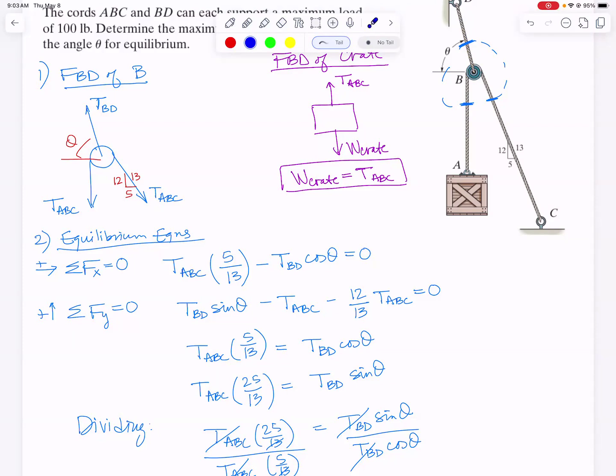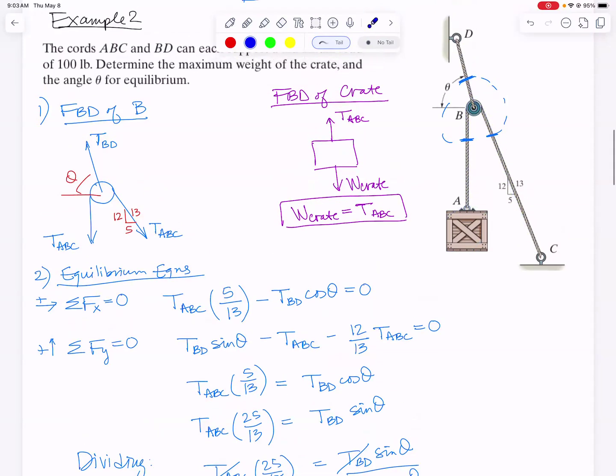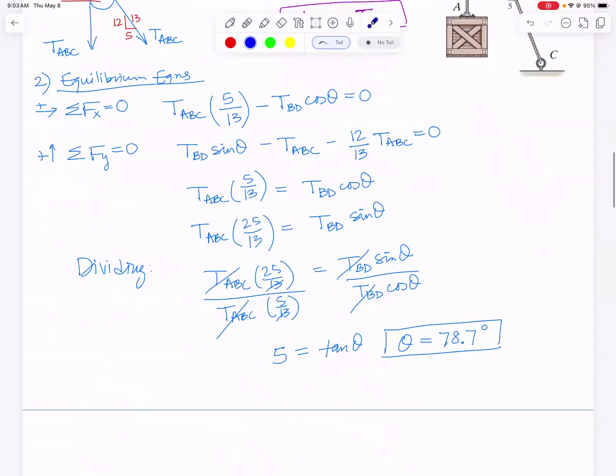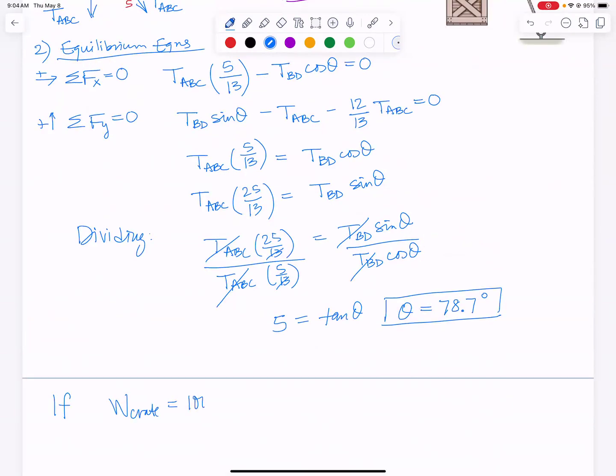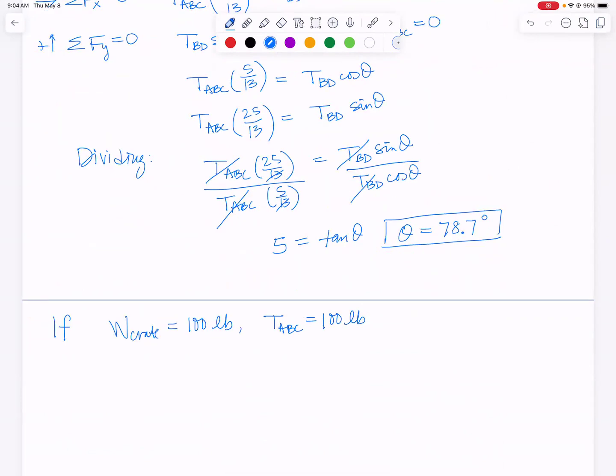We already know that if the crate reaches 100 pounds, ABC is going to break. So what I want to look for is what is the weight of crate that would cause BD to be just on the verge of breaking. So let me write all that down. If the weight of the crate equals 100 pounds, T_ABC equals 100 pounds. So this is a possible solution where rope ABC is the limiting factor.